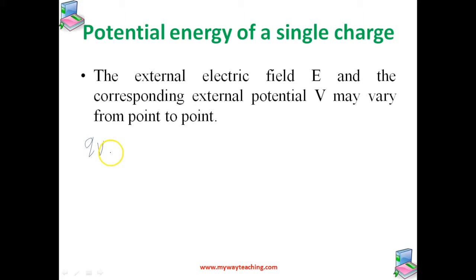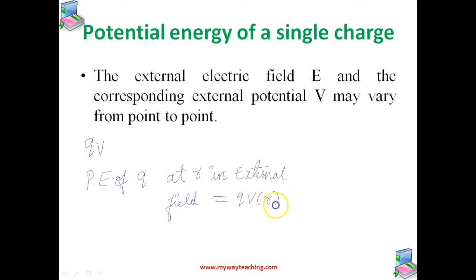If the point P has position vector R relative to some origin, then the potential energy of Q at R in an external field is given by Q into V of R, where V of R is the external potential at the point R.